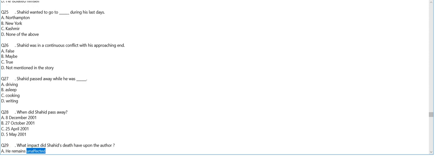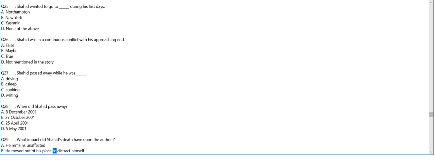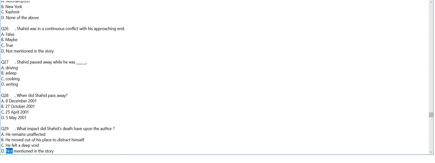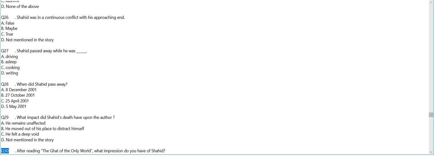He remains unaffected. B. He moved out of his place to distract himself. C. He felt a deep void. D. Not mentioned in the story. Q30. After reading The God of the Only World, what impression do you have of Shahid?